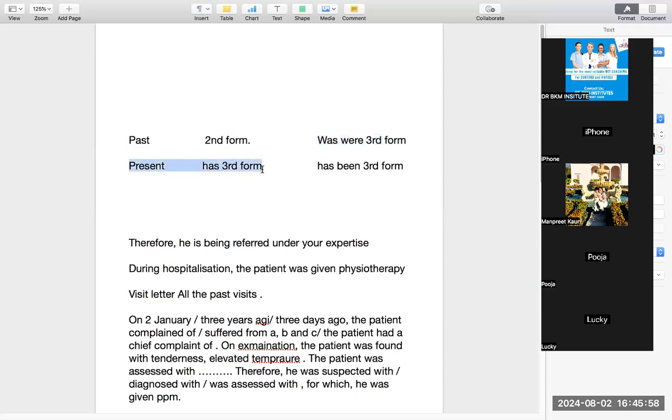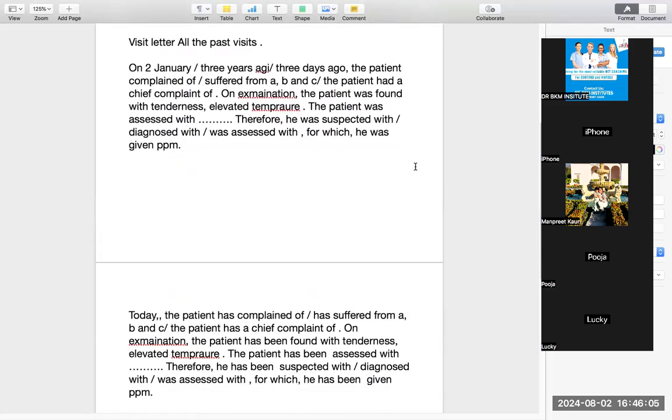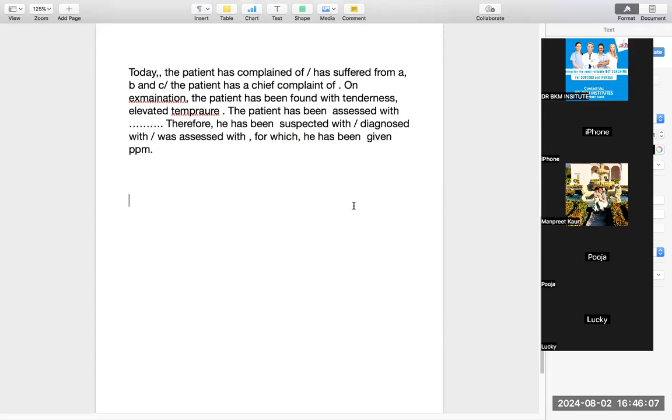Present, has plus third form, and has been plus third form, passive. What is passive? Done by us. Suppose I'm teaching you, what is the difference between active and passive? I'm teaching you. This is active. What is passive? You are being taught by me. That is what exactly happens in OET.